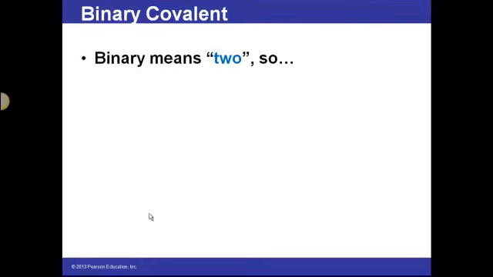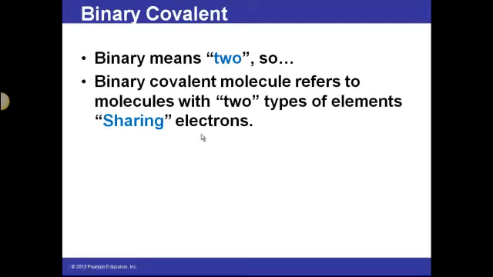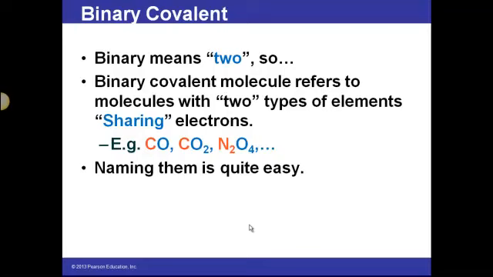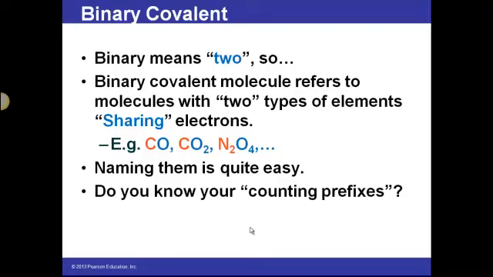So when we're doing our naming for our binary covalent compounds, binary again means two, so we've got two atoms. A binary covalent molecule refers to molecules with two types of elements sharing electrons with one another. These would all be examples of binary molecules, and you should be able to name these by the time we get done with this section. Naming for these is very easy if you know your counting prefixes.